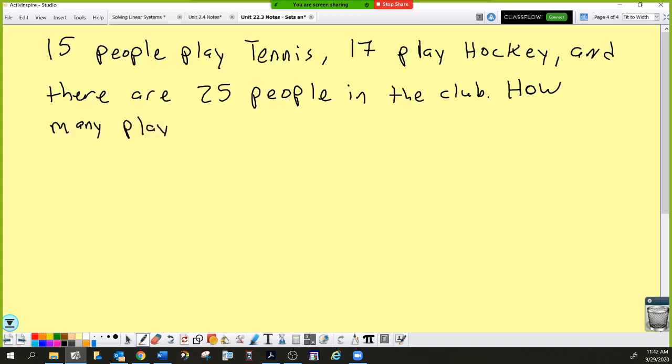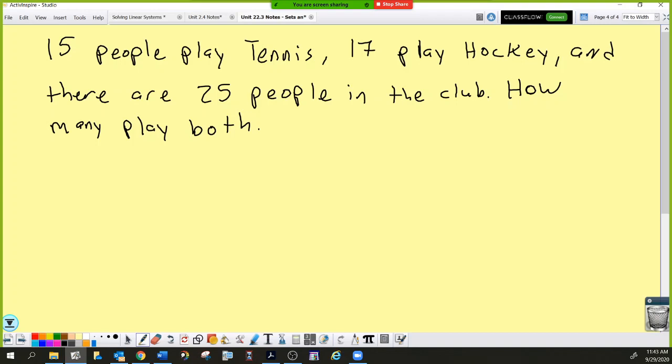It's easy, Gavin says. All right, Gavin, what is it? 7. How'd you get that number? Because 15 plus 17, and then minus 25. So basically what you did is you looked for how much of an overlap there was. Yeah. So all you have to do is say 15 plus 17. That's 32. Well, that means that the 7 got counted twice.